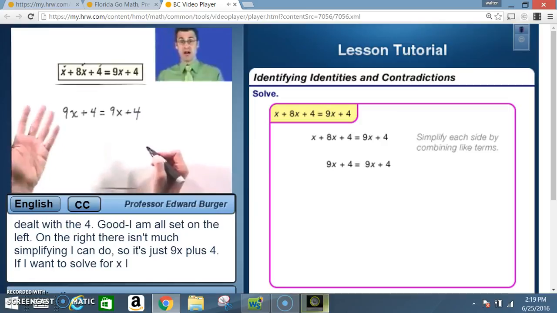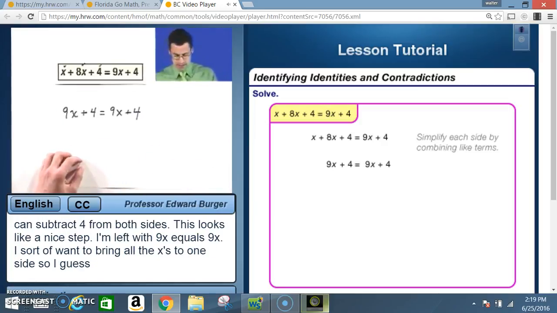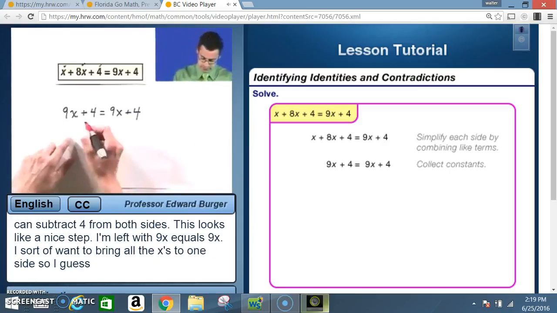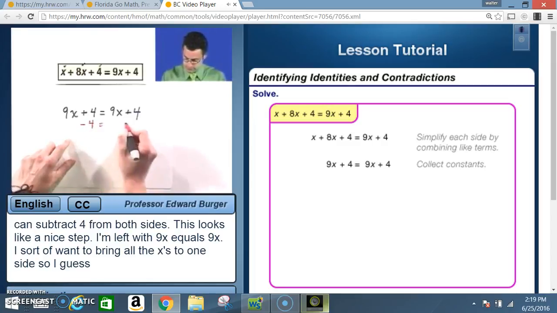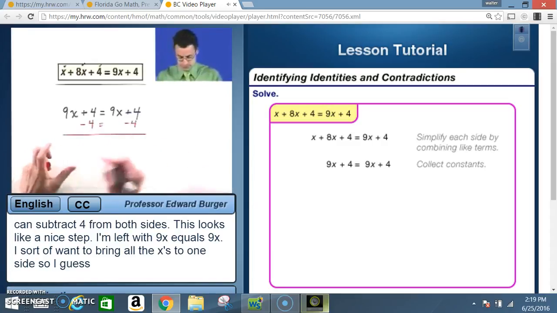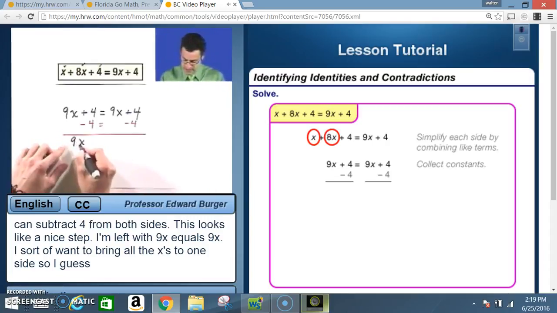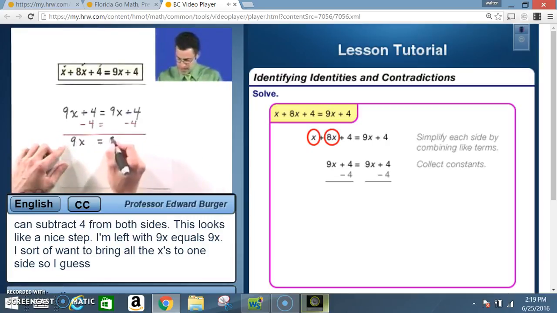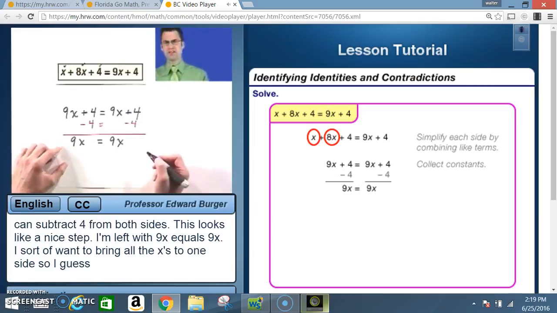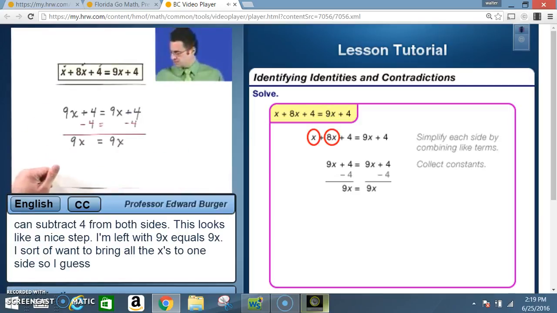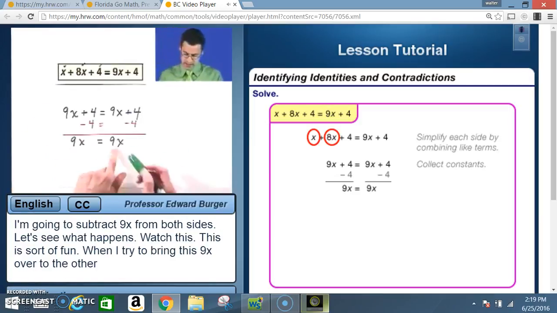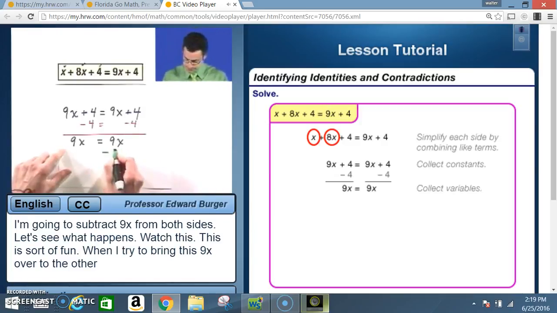And now I want to solve for x. I can subtract 4 from both sides. Okay, so this looks like a nice step. And then here I'm just left with 9x equals 9x. And now I sort of want to bring all the x's to one side. So I guess what I'm going to do is just subtract this 9x from both sides. Let's see what happens.